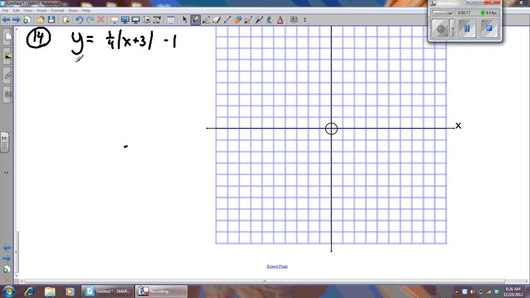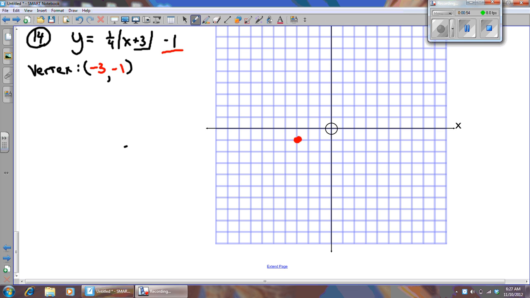Alright, let's do graphing of absolute values. Linear graphing, so we're going to be graphing a line. We're going to get the V shape, and the first step is going to be to find the vertex. Remember that I look inside the absolute value for the x-coordinate of my vertex, but I use its inverse. So the x-coordinate is going to be -3. The y-coordinate is here, and I subtract 1. So my vertex is at -3, -1.